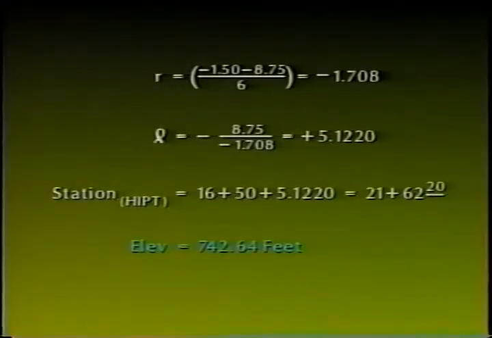Using the values for our water pipe problem, the rate of change equals minus 1.708. Little l then equals 5.1220 stations from the BVC. Therefore, the high point station is 21 plus 62.20. The elevation can then be calculated using the parabolic equation. The elevation of the high point in this case does equal 742.64 feet.